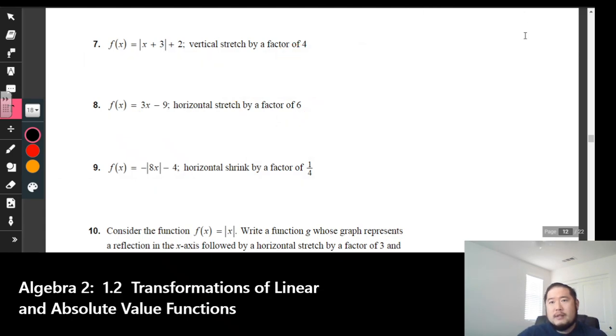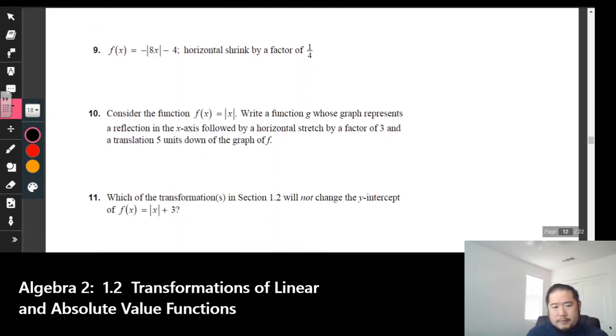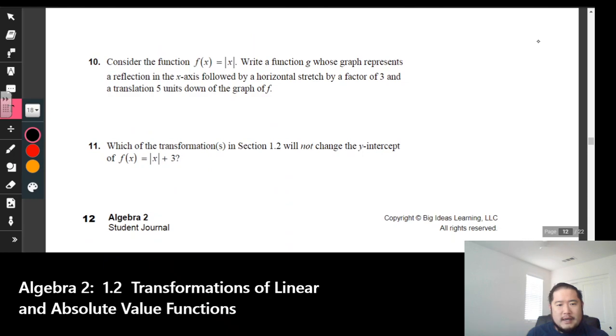Let me go over one more thing right here. Let's take a look at number 10. This right here says write a function g of x that represents a reflection of the x-axis followed by a horizontal stretch by a factor of 3 and a translation of 5 units down. Okay, you've got to do this step by step. All right, one by one. Don't go out of order. Okay, so when you look at these problems, let's start off right here.